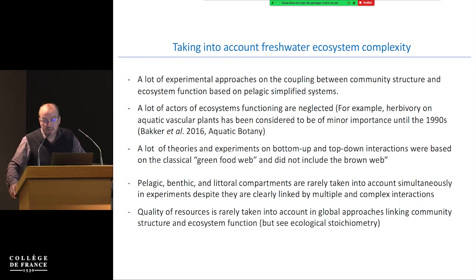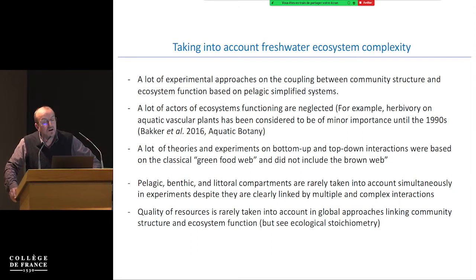Also, a lot of actors in ecosystem functioning are very frequently neglected in approaches on the coupling between community and functioning. For example, if you take the aquatic vascular plants, they have been considered to have a minor importance for herbivores until the 1990s. And also, a lot of theories and experiments on bottom-up and top-down interactions were based on the classical green food web and did not include the brown web.